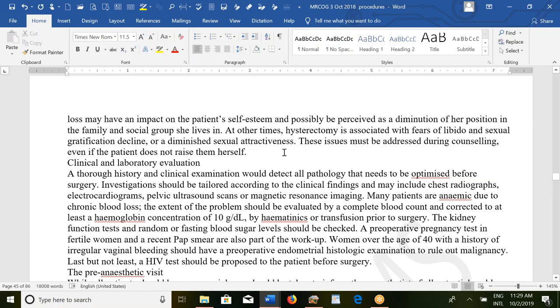So you should tell them that it is not going to affect their libido, and it is not going to change them into a man. This is a wrong concept.